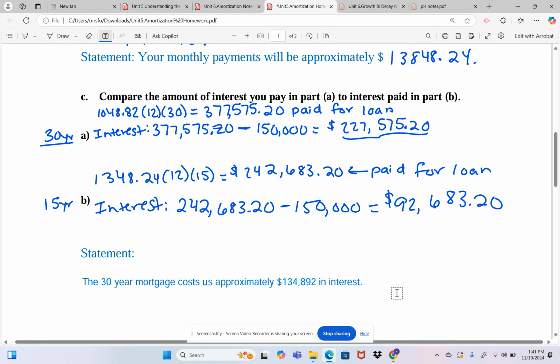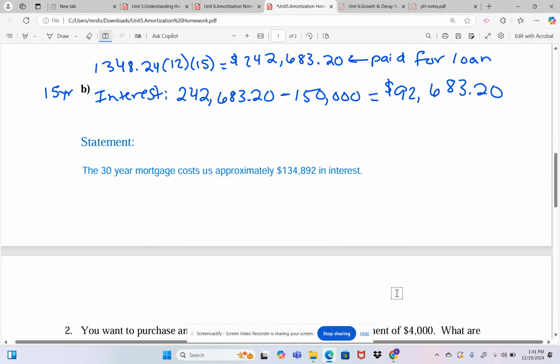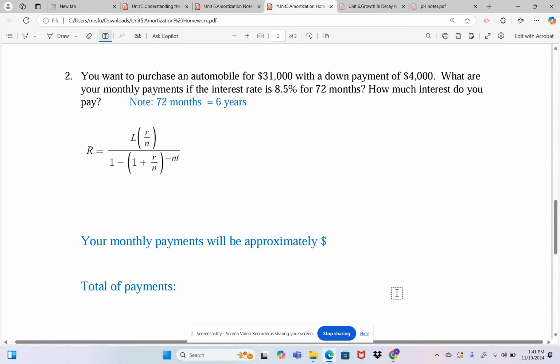And truly, you could subtract the total loan amounts and find the difference. But I did want you to actually see that number for the interest. All right, so let's look at number 2.